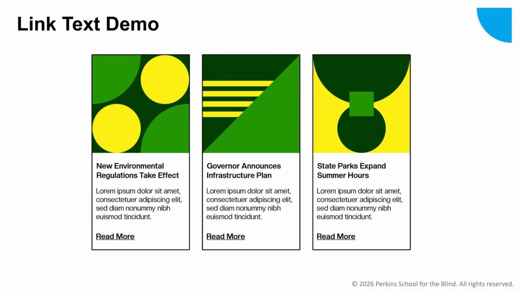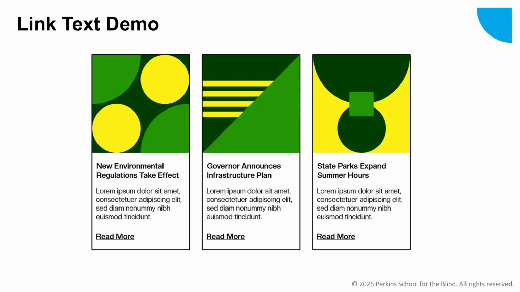But what if your design really requires that read more link? There are a few ways to make it accessible while keeping that visual pattern. The first option is to use visually hidden text. You keep read more visible on the screen, but through CSS, you add additional text that only screen readers can access. So visually, it says read more, but the screen reader announces read more, new environmental regulations take effect. The second option is to use ARIA label.